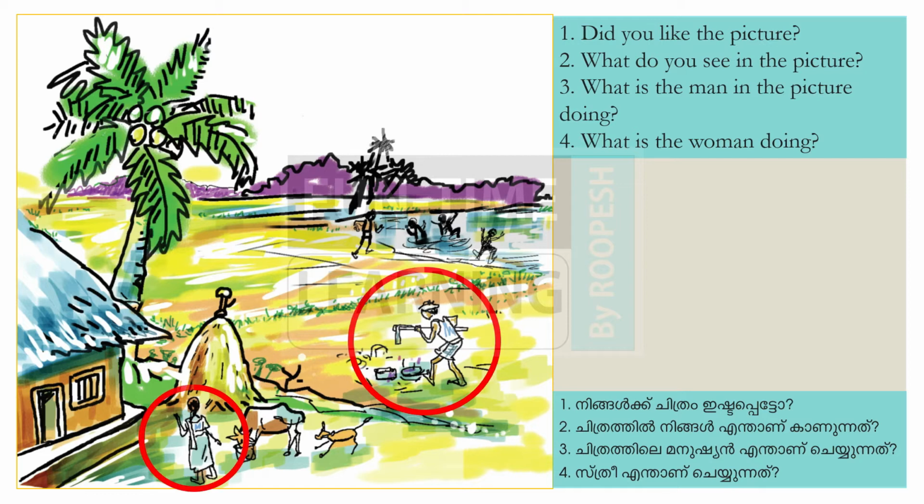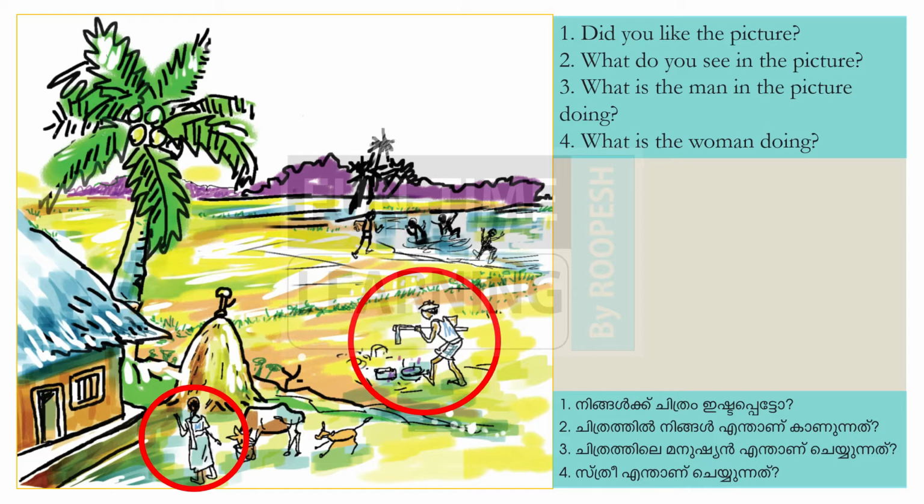Here, a picture is given. Some details are highlighted with some red circle here. You can see that. Question number 1, let's check what it is. Did you like the picture? What do you see in the picture? What is the man in the picture doing? What is the woman doing?